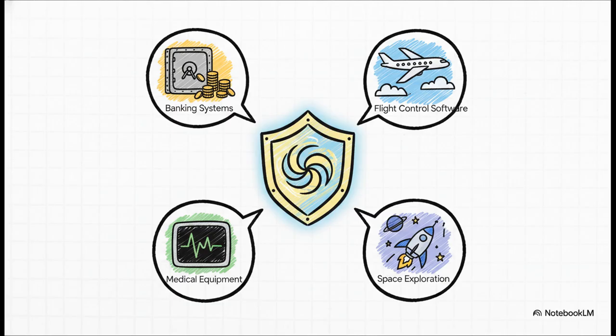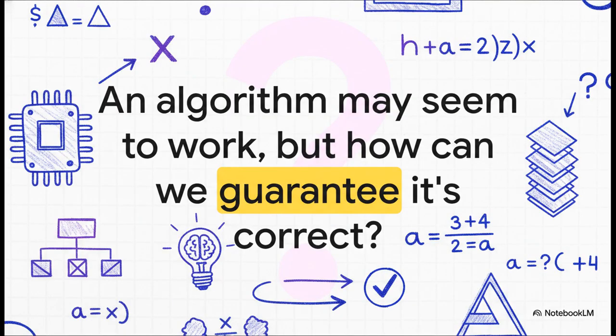We rely on provably correct algorithms for the banking systems that handle all our money, for the flight control software that keeps airplanes safely in the sky, for life-saving medical equipment, and for the probes exploring the most distant corners of our solar system. So that brings us to one final thought. The next time you use a critical piece of technology, you swipe a credit card, you get on a plane, ask yourself, which would you rather it be built on? A test that shows it probably works, or a proof that guarantees it always works? Because when it really, truly matters, confidence just isn't enough. You need certainty.